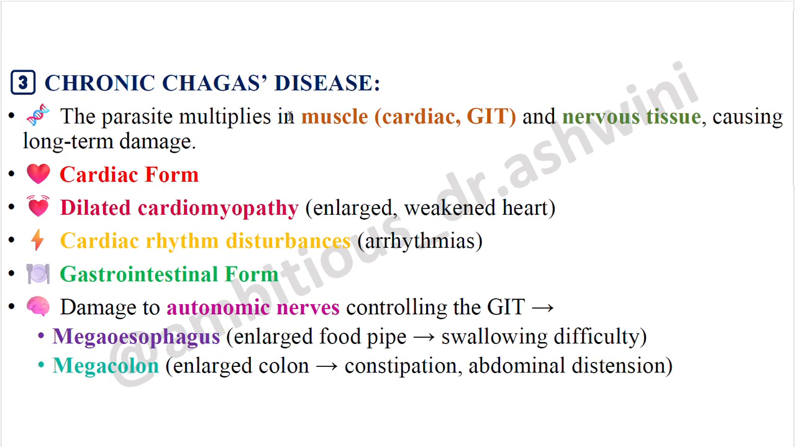Chronic Chagas disease. The parasite multiplies in muscles, cardiac, GIT, and nervous tissues, causing long-term damage. Cardiac form: dilated cardiomyopathy, which is an enlarged and weakened heart. Cardiac rhythm disturbances, which are arrhythmias. Then gastrointestinal form: damage to autonomic nerves controlling the GIT, causing megaesophagus, enlarged food pipe, swallowing difficulty. Megacolon, enlarged colon, causes constipation, abdominal distension.